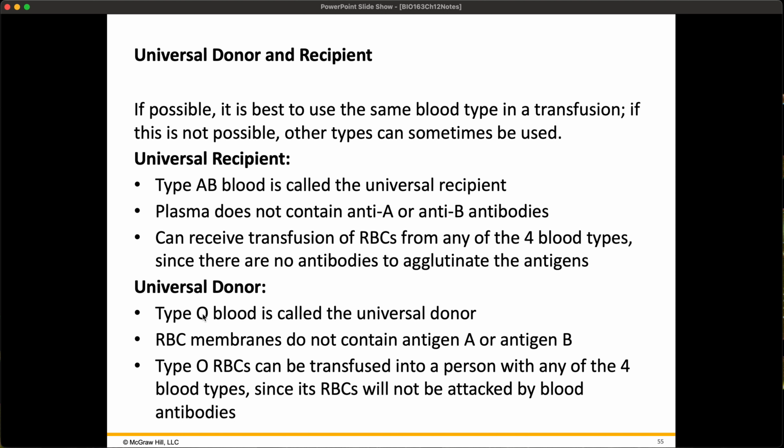That universal donor, the type O blood, since it does not have any antigens on its cell surface, can be donated, transfused to any of the other 4 blood types, since its red blood cells won't be attacked by any antibodies. There's nothing there to trigger it. It can just act as this nice little under the radar carrying oxygen for the body, but the body doesn't really recognize it's there.